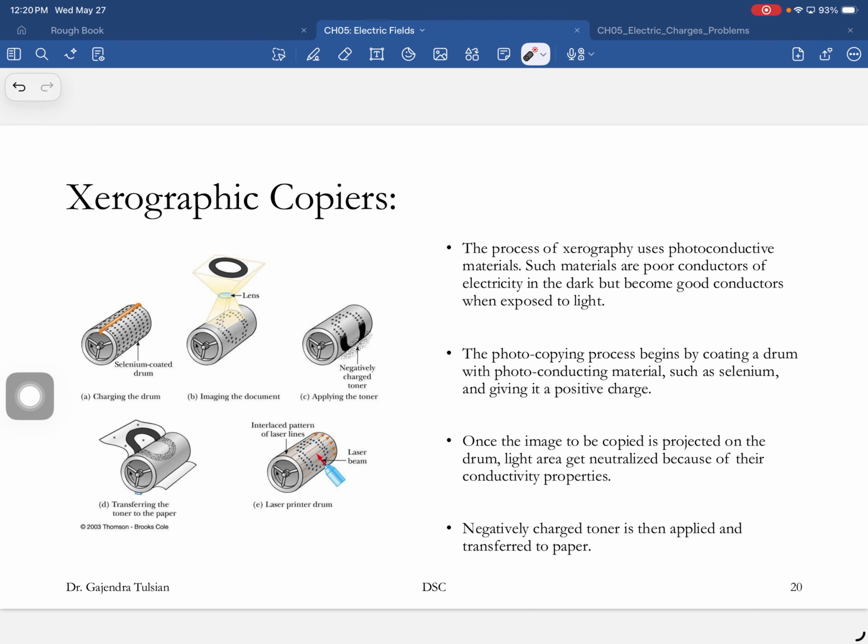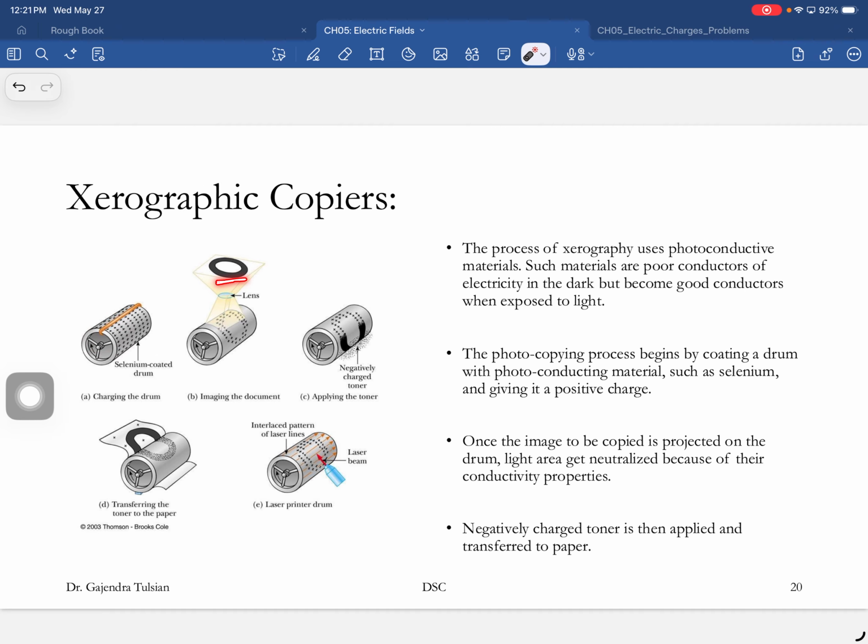All right, so selenium is such a material. So what you do is, here's a metal drum, take selenium, coat the metal drum with selenium, and then sprinkle it with positive charges. What you're doing is removing electrons. But anyway, now selenium is charged, but selenium, remember, is insulating. And so these charges don't leak out to the metal drum. This is all in the dark.